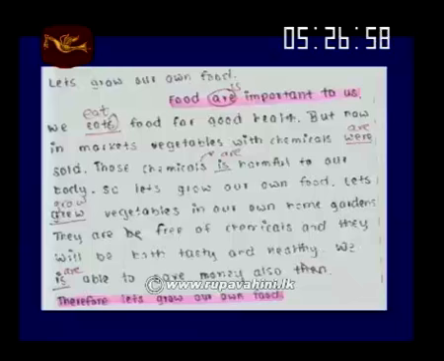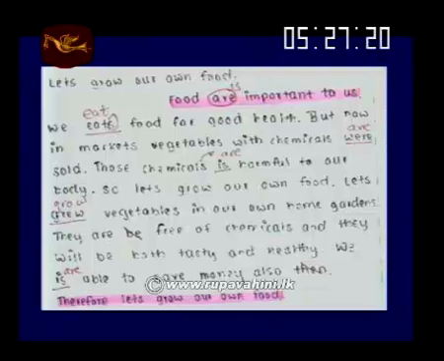Let's grow vegetables in our own home garden. They are from free of chemicals, and they will be very tasty and healthy. We is able to save money also then. Therefore, let's grow our own foods.